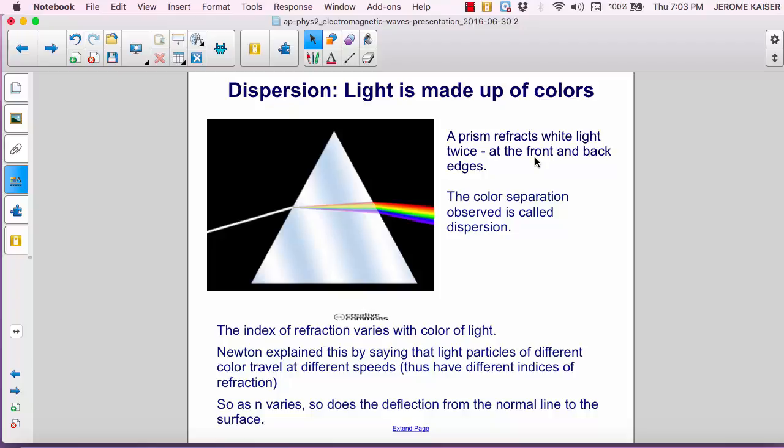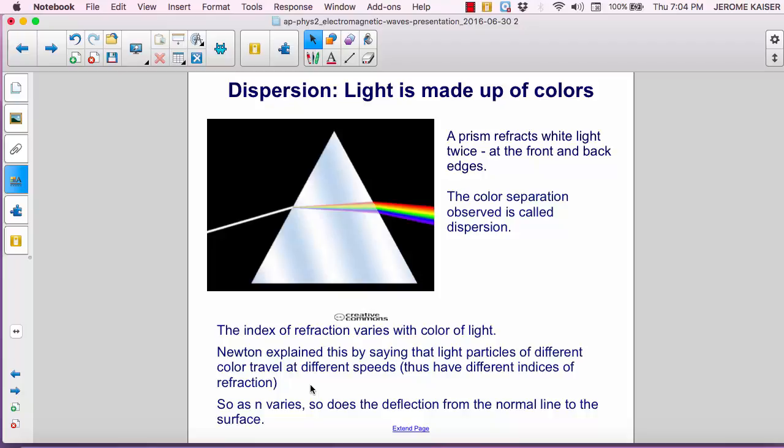Why would that be? Well, the only possible reason is that the index of refraction must vary with the color of light. It shows that red light has a lesser index of refraction than, say, violet light. The violet light bends more towards the normal.